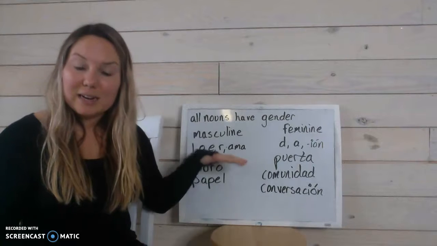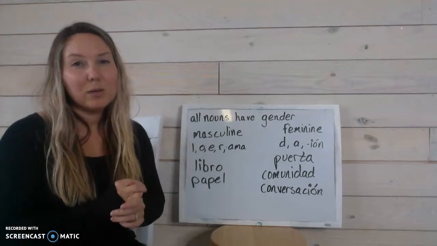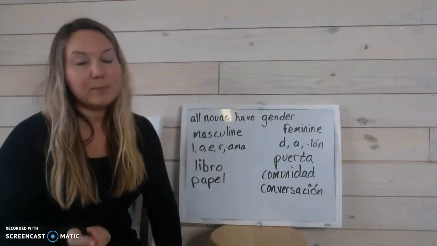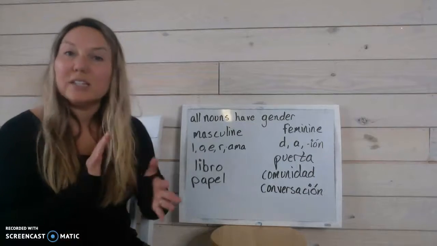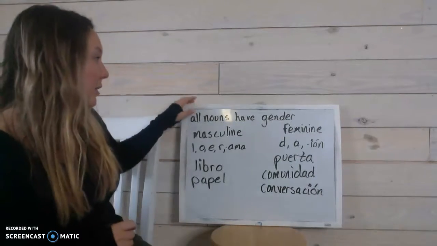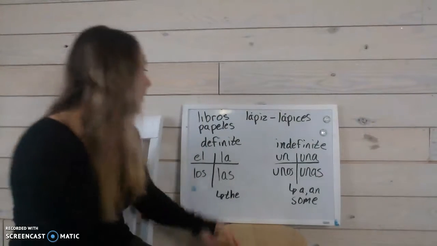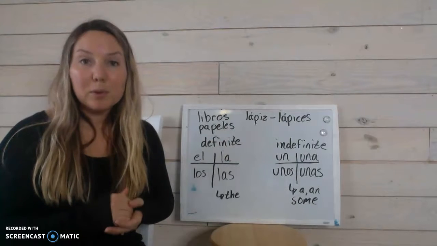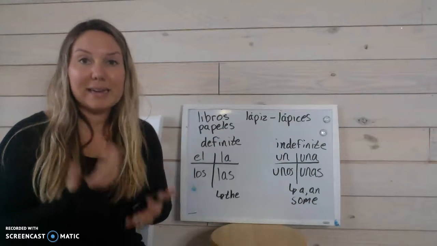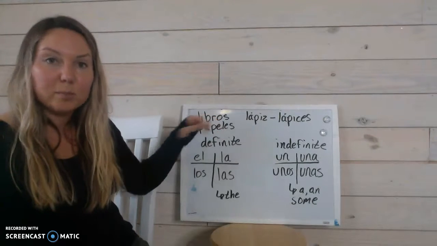So now that we can identify whether a noun is masculine or feminine by looking at the last letter, let's make sure we know how to make these words plural. In English, typically we just add an S to make a word plural. In Spanish, there are a couple little things that you're going to do differently. If your word ends in a vowel, A-E-I-O-U, to make it plural, all you're going to do is add an S. So we turn libro, book, into libros, books.